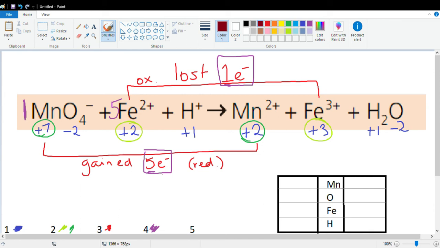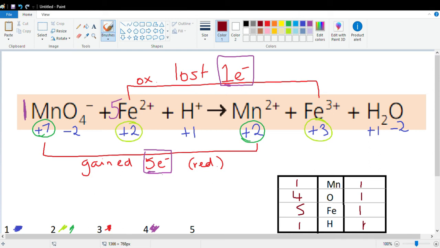So counting them up down here, I have my box ready to go down at the bottom. I have 1 manganese on either side. I'm not going to go through this in too much detail now, but if you're having trouble with it, let me know. 4 oxygens on the left and 1 oxygen on the right. 5 irons on the left and 1 on the right. And then hydrogens, I have 1 on the left and 1 on the right.